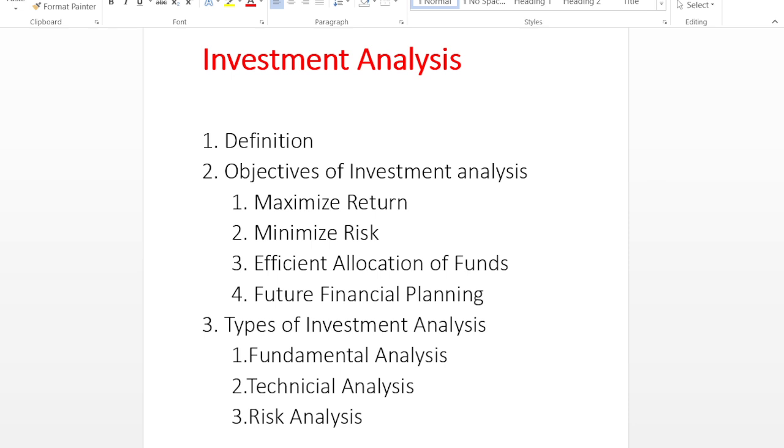Coming to the last one, risk analysis is nothing but it examines uncertainty and potential losses associated with an investment. Uncertainty plays a major role in industries. We don't know the uncertainty of a particular company, when it will gain or when it will lose. The common risks include market risk, inflation risk, interest rate risk, and liquidity risk. These are the common risks coming under risk analysis.